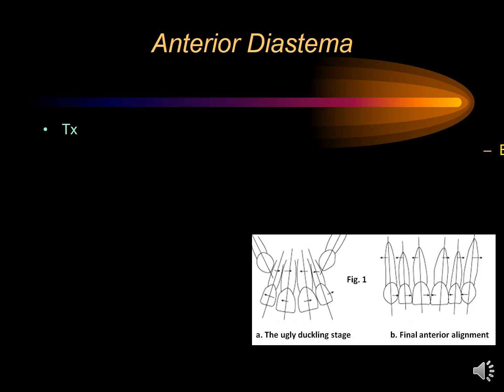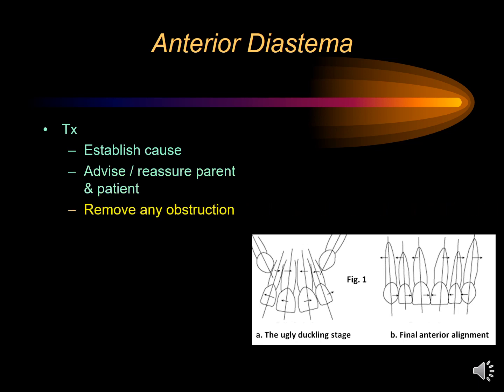Now, the treatment for the anterior diastema is to establish the cause and advise and reassure the patient if it is physiological, remove any obstruction present, and do a frenoplasty after the midline diastema is closed.